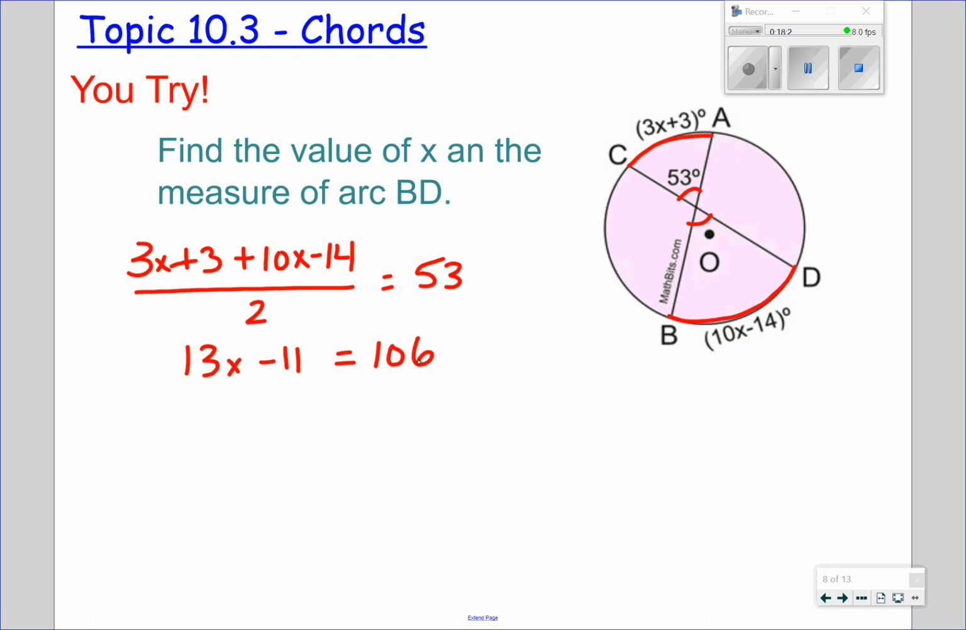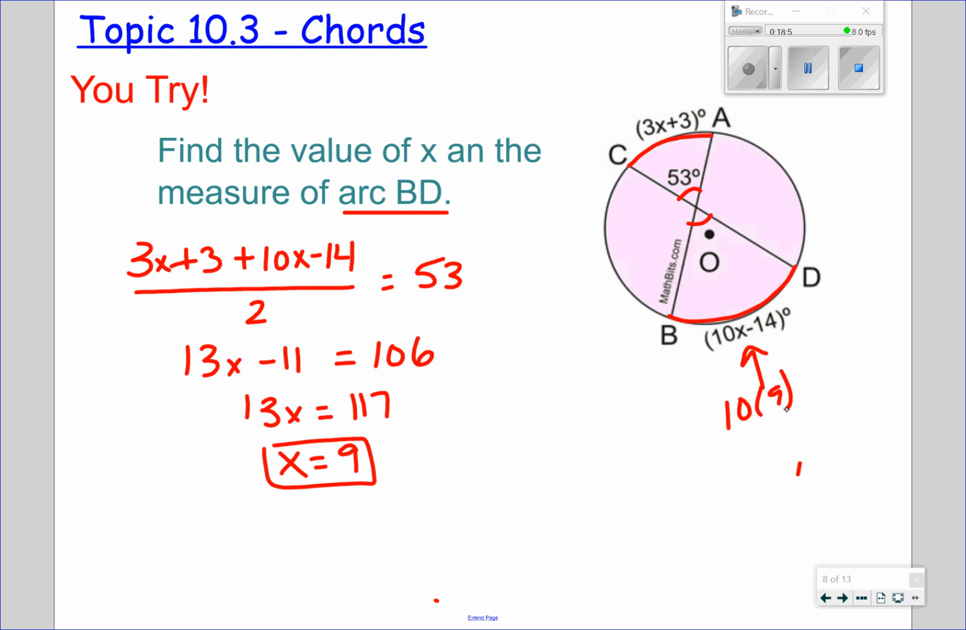Then if I add my 11, I'm going to get 13x equals 117, and then if I divide the 117 by the 13, I should get my answer of x equals 9. This one said find the value of x and the measure of arc BD. So arc BD would be this one, which would just be 10 times 9 minus 14. So the measure of this arc should be 76 degrees. And then this would be your answer.